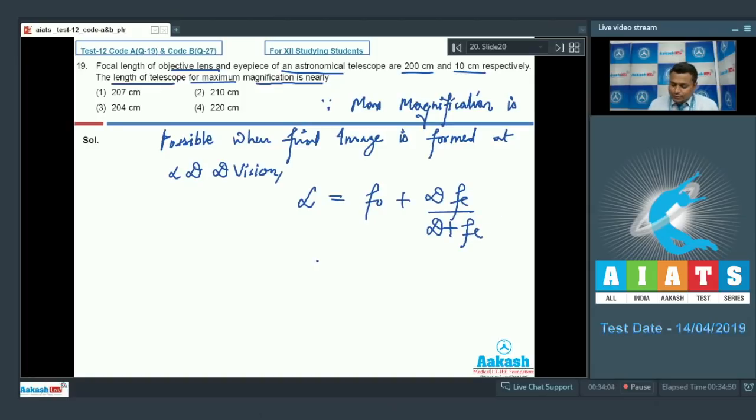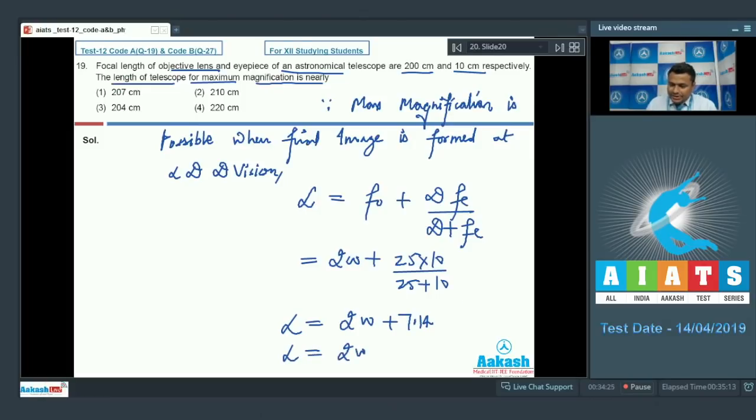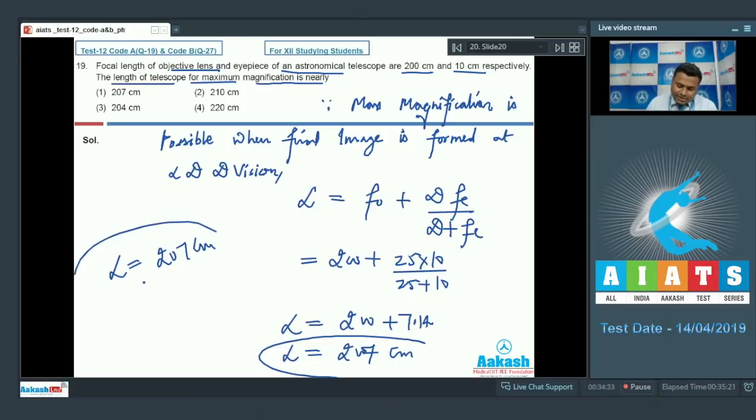fo and fe are clearly given in the question, so let's plug the values from the question into the expression. We will get 200 plus D, that is 25 into 10 upon 25 plus 10. After solving, we get the value of L as 200 plus 7.14 or about 207 centimeter. So the value of L will be 207 centimeter approx. And if you see the option, we can find that option number 1 is absolutely correct. So we will go with option number 1 only.